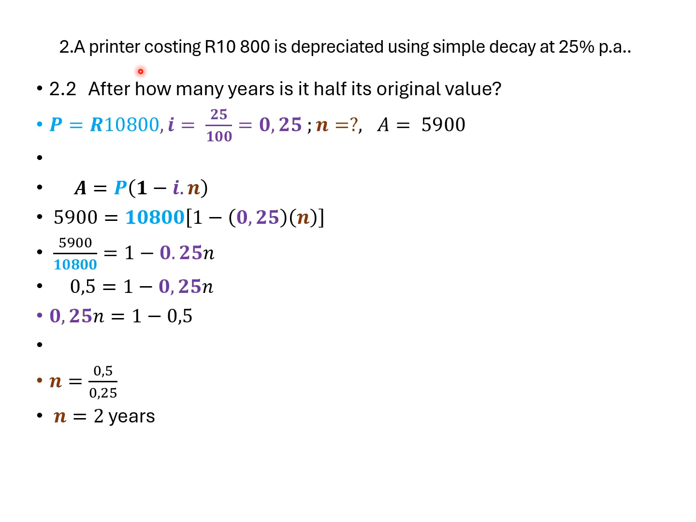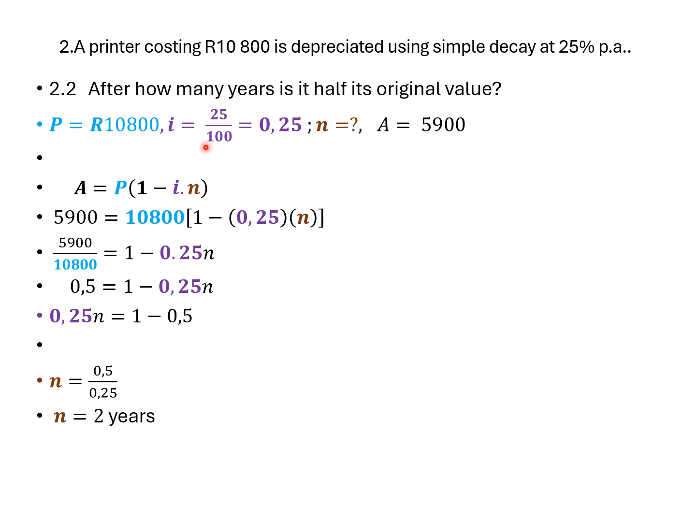Now, the same printer, if it's costing 10,800, it's depreciated using simple decay at 25% per annum. After how many years is it half its original value? So now we want to solve for N, knowing that it would be half its value. So if it's currently 10,800, half of that is 5,400. So A is 5,400, P is 10,800.